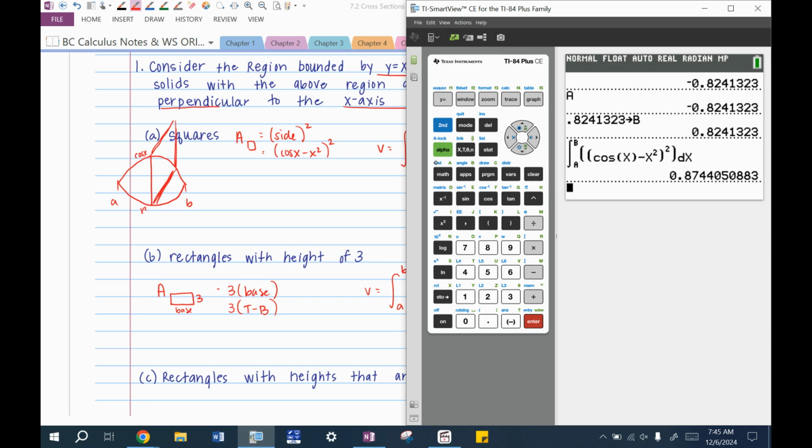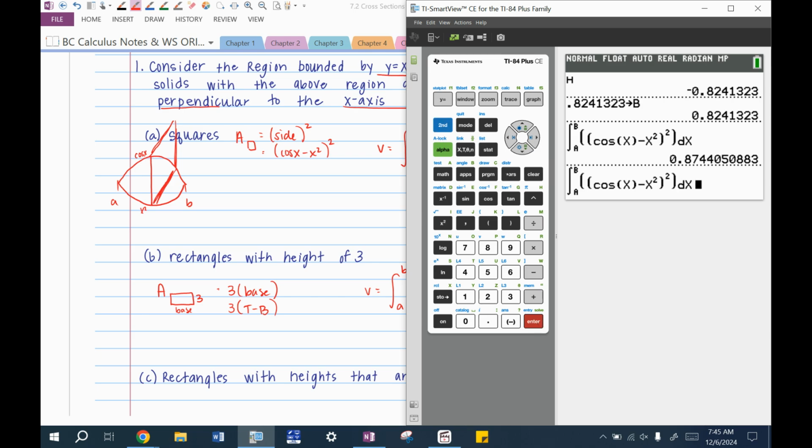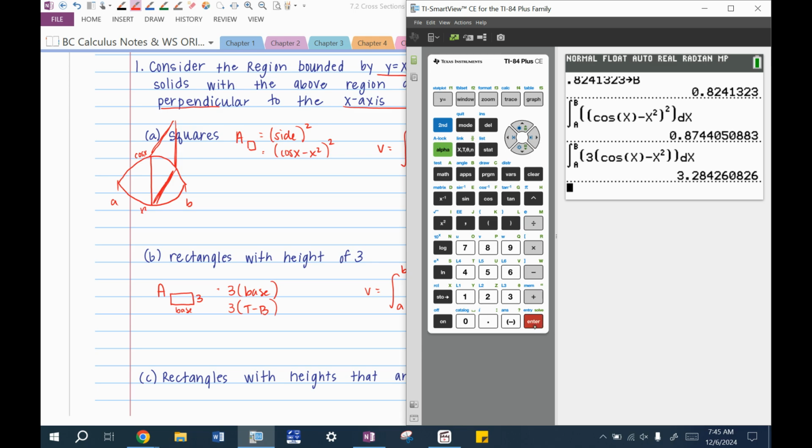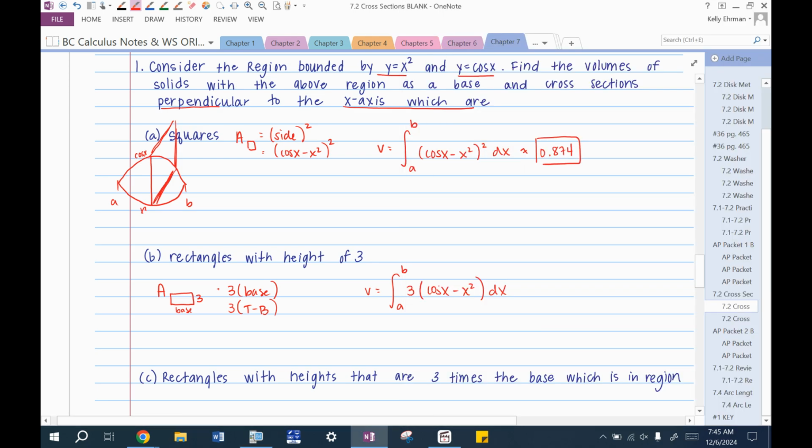All right, so now I can just recall my last line and delete some stuff in here. It's probably just as fast to retype the integral, but whatever. I'm getting rid of all of this. Okay, so this is 3 times cosine x minus x squared. dx is already in there. 3.284.